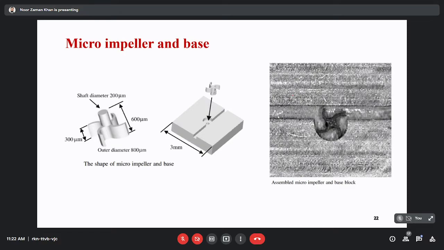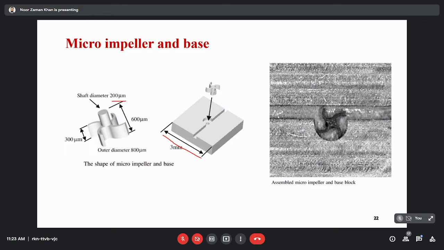Now see the micro impeller and the base. If you see the features of this micro impeller, the height is 60 micrometer. The shaft diameter of this micro impeller is 200 micrometer, and the width of the blade of the micro impeller is 300 micrometer. But the component is macro, a 3 by 3 macro component. So to demonstrate the potential of utilizing a 5-axis micro milling machine, I also plan to produce these micron size components in our 5-axis CNC machine.